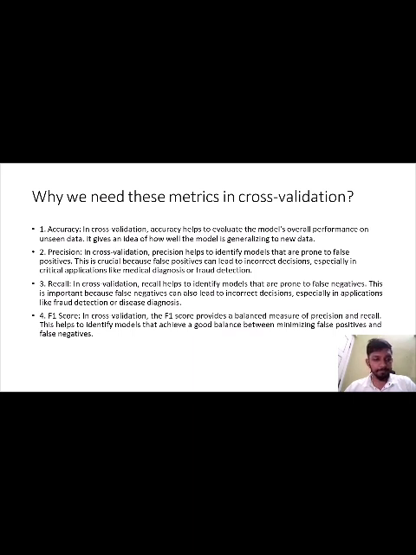Recall. In cross validation, recall helps to identify models that produce false negatives. This is important because false negatives can also lead to incorrect decisions, especially in applications like fraud detection or disease diagnosis.